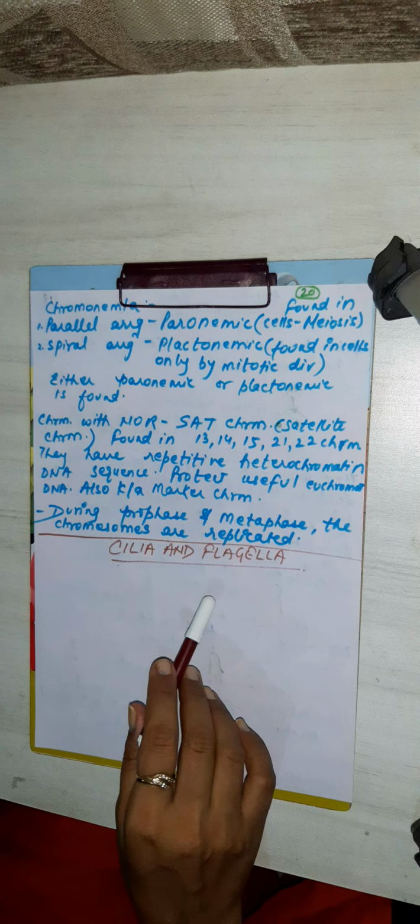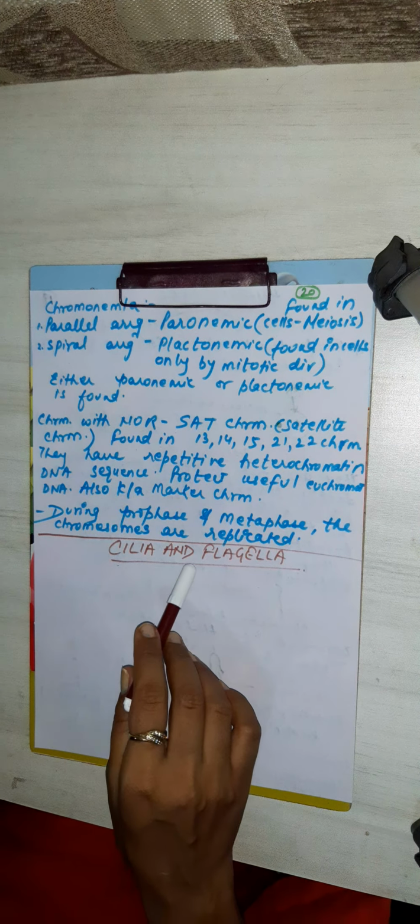And cilia and flagella, in which organisms are they found? They are found in bryophytes, motile algae, and zoospores, gametes of thallophytes.